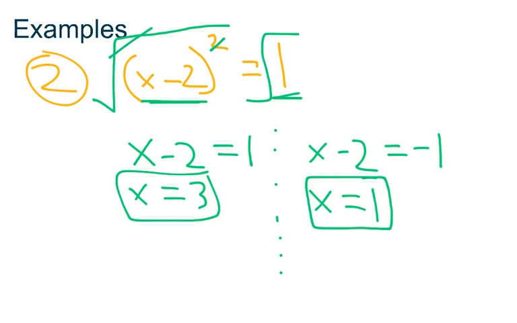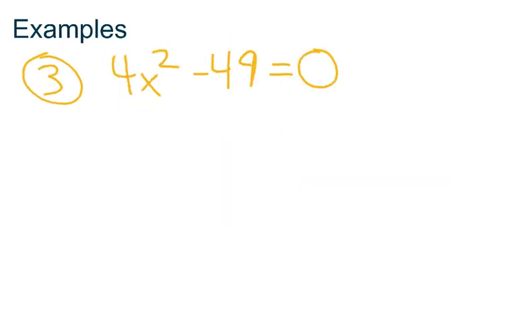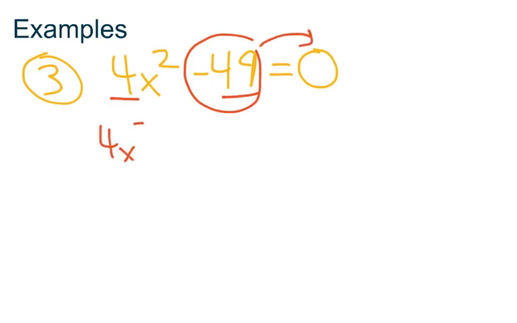Let's do another example. Okay, in this one, we have a coefficient. It looks a little intimidating, looks scary, but we don't have to worry about it too much, because take a look at that number and that number. Those are both perfect squares. And so we go about getting this all over to one side. That will help out. We'll go with 4x squared equals 49. Just add 49 to both sides.